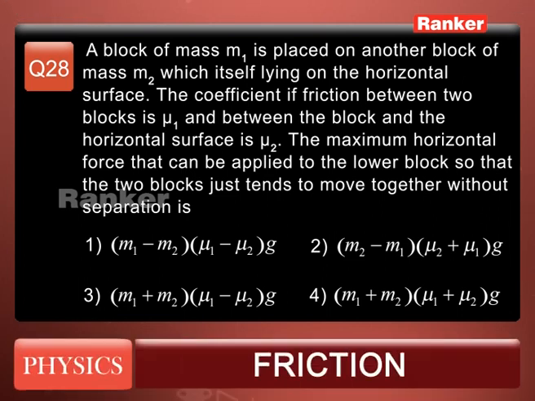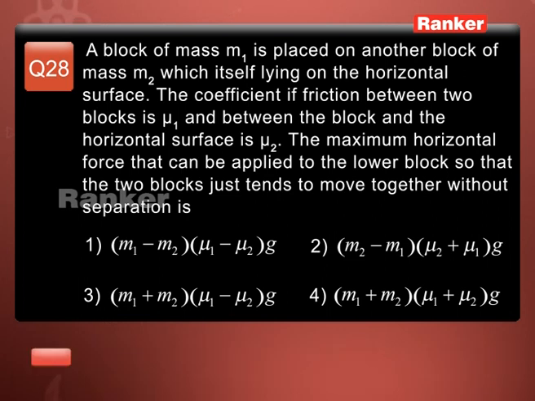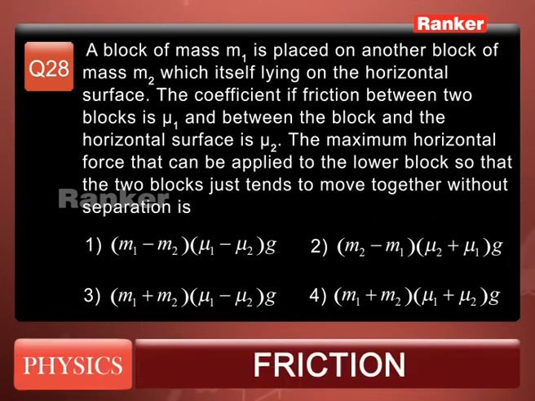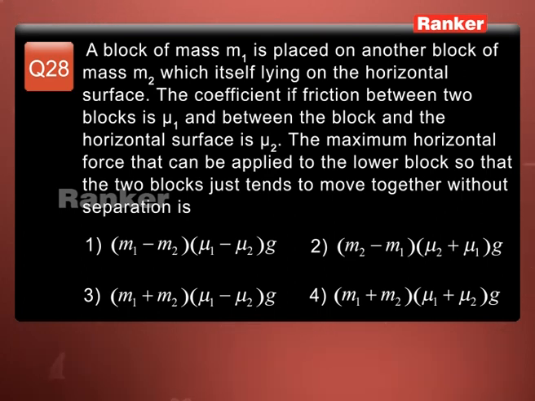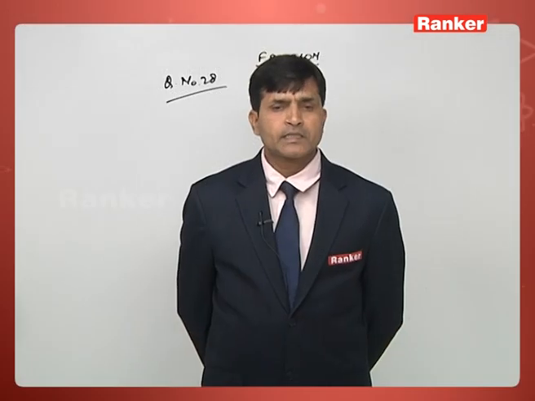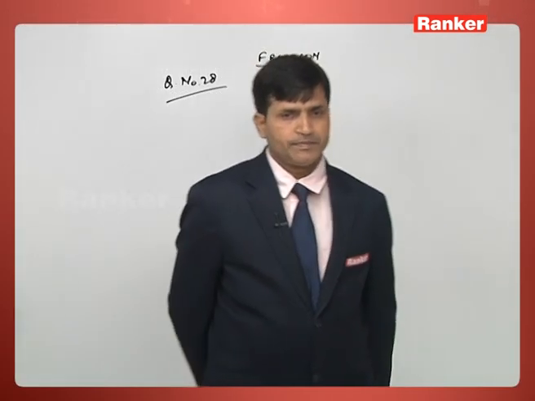The first option is given (m1 minus m2) into (mu1 minus mu2) into g. The second option is (m2 minus m1) into (mu2 plus mu1) into g. The third option is (m1 plus m2) into (mu1 minus mu2) into g, and option 4 is (m1 plus m2) into (mu1 plus mu2) into g. Now see how to solve this problem.